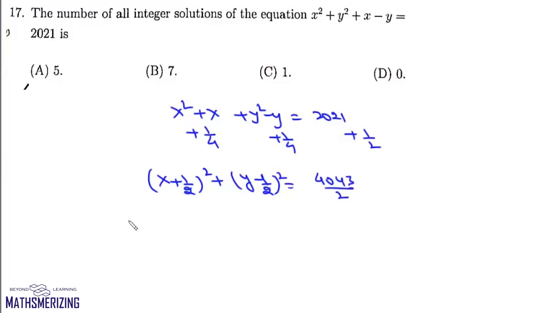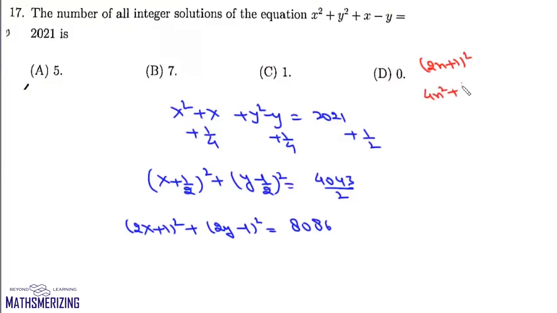Now we can also write this as (2x plus 1) whole square plus (2y minus 1) whole square, and it will be 8086. Now if we look at the square of any odd number, we can write this as 4n square plus 4n plus 1. It will be 4n(n plus 1) plus 1. Now out of n and n plus 1, one of them is even. So (2n plus 1) whole square is 1 modulo 8.